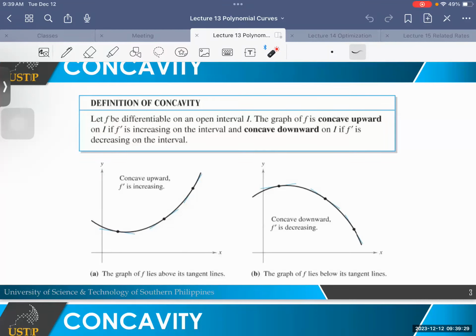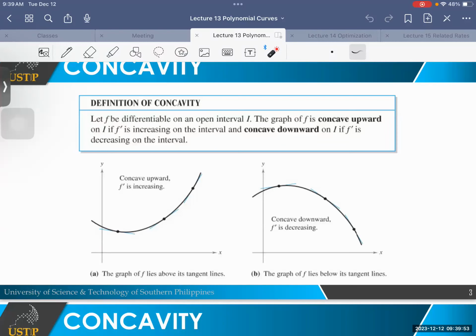So, when we have a graph that is concave upward, f prime is increasing. That means, another way to look at it is that the graph of f, this black part here, lies above its tangent line. So you can see the tangent lines are below. Okay? That's when you can say that your graph is concave upward.